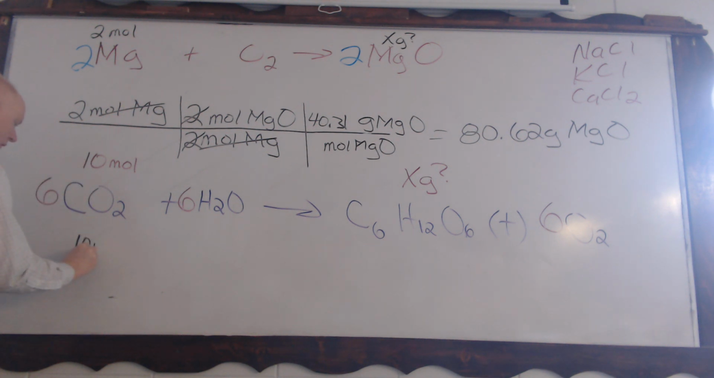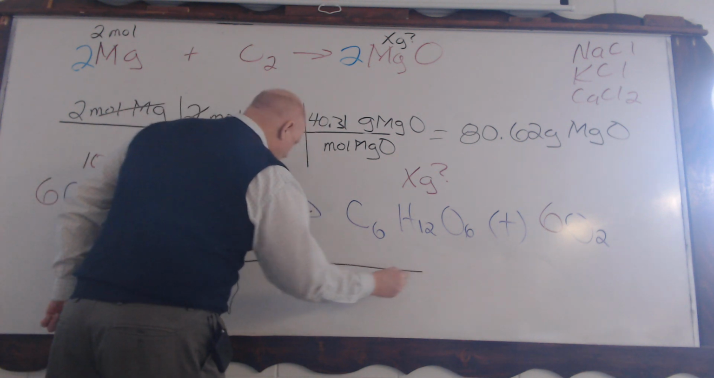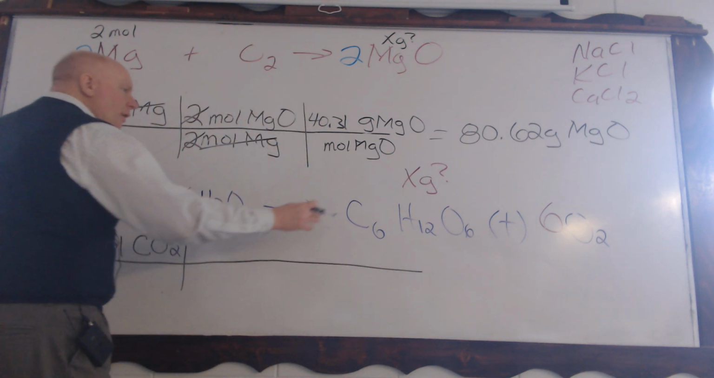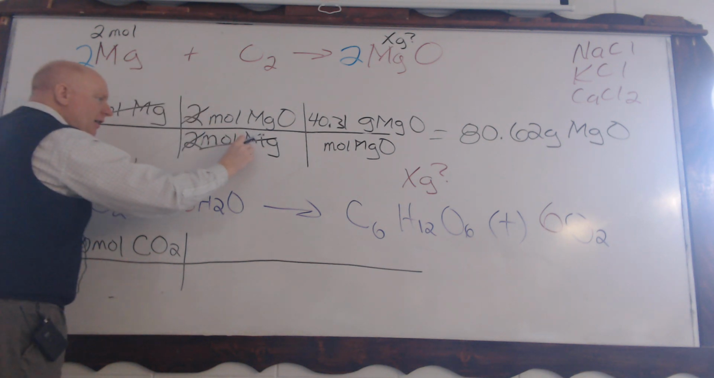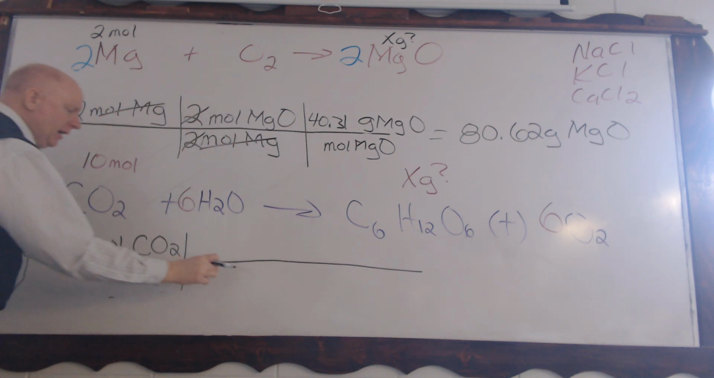So if we've got 10 mole of CO2, okay, can we jump straight to grams of this? No, we cannot, because the only way we can do that is if we're in moles of glucose, but we have not done that yet, okay? So how do we get rid of this mole of carbon dioxide in this second step? Just like, how do we get rid of moles of magnesium here? Put it on the bottom, correct? So what are we going to put on the bottom here?